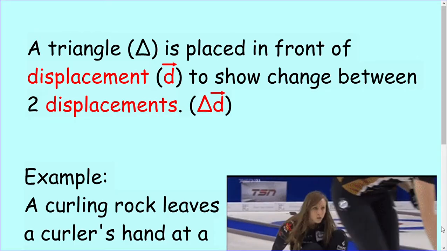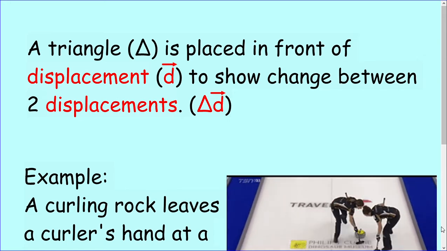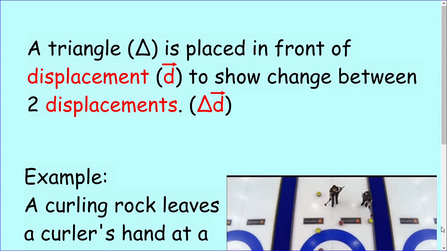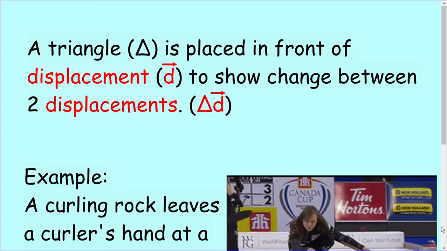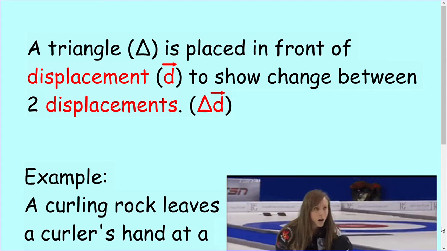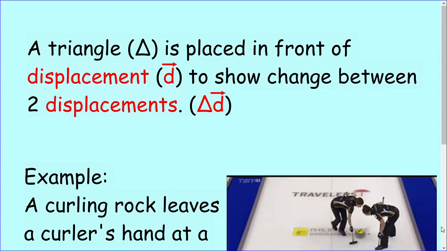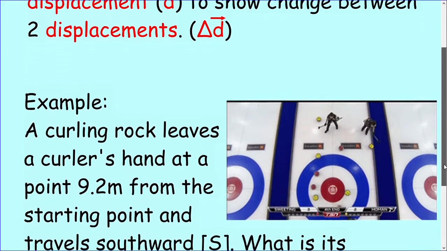Our next one, a triangle, is something else that gets added in. Triangle just means change in. It's a Greek symbol, placed in front of the displacement to show the change between two given displacements. There are some extra things that we can consider about this later on, but for now, we're just going to take this easy.